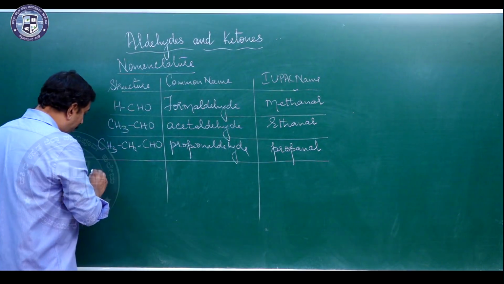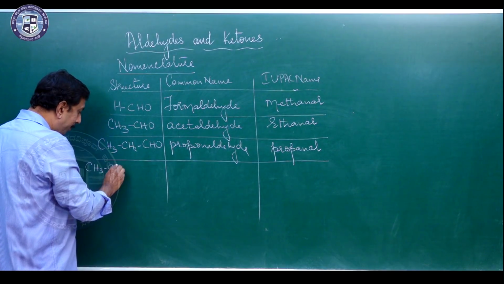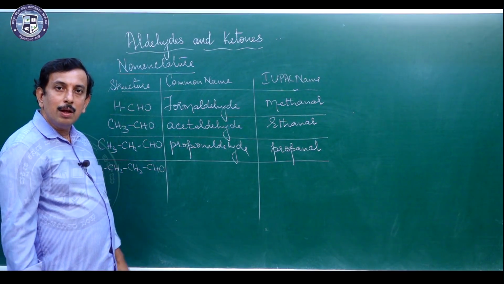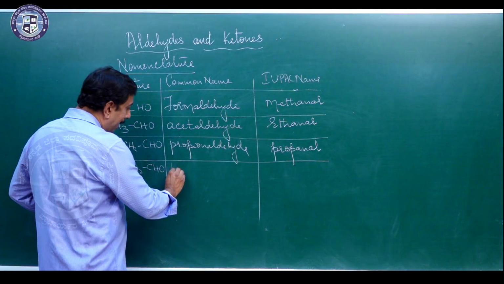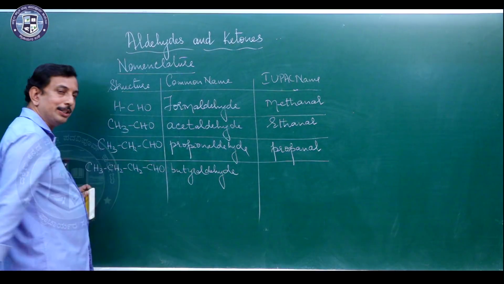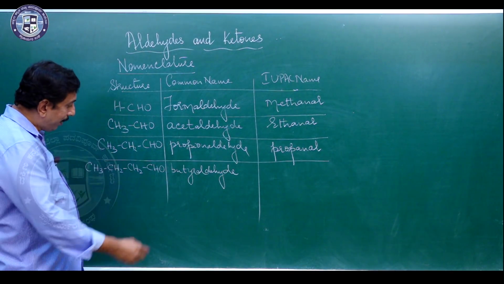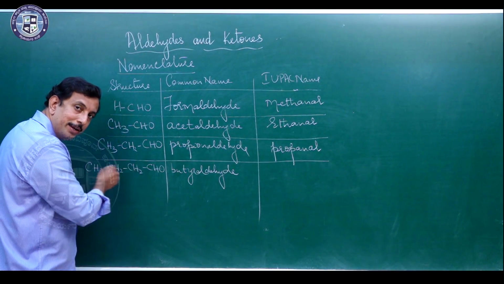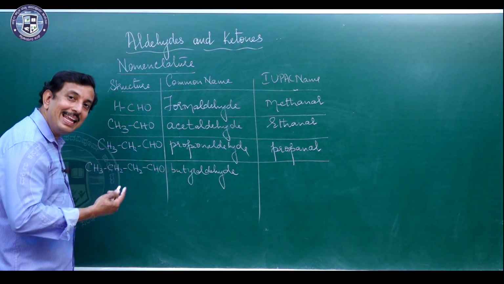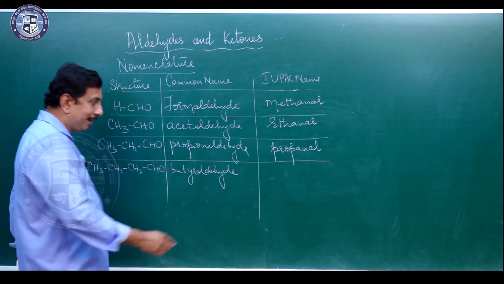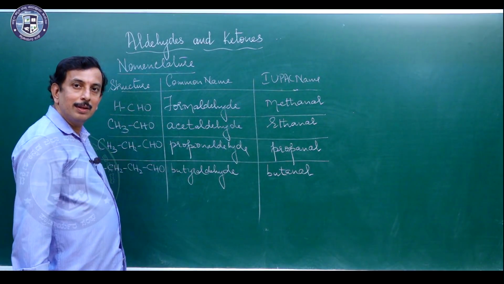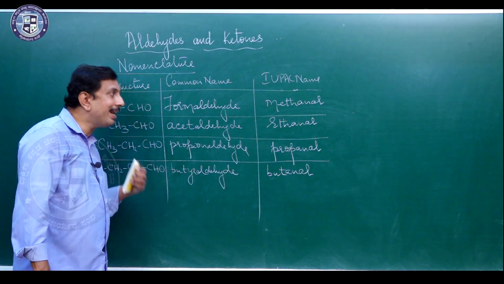Similarly, if I go with the next compound here, the compound is CH3, CH2, CH2, CHO. What is this compound called? This compound we call butyraldehyde. But what is the IUPAC name? We can see here there are 4 carbon atoms in the chain, and with 4 carbon atoms the alkane is butane. And you know that for butane, the ending E you remove, add the word Al, a secondary suffix, and the name of this compound is now butanal.